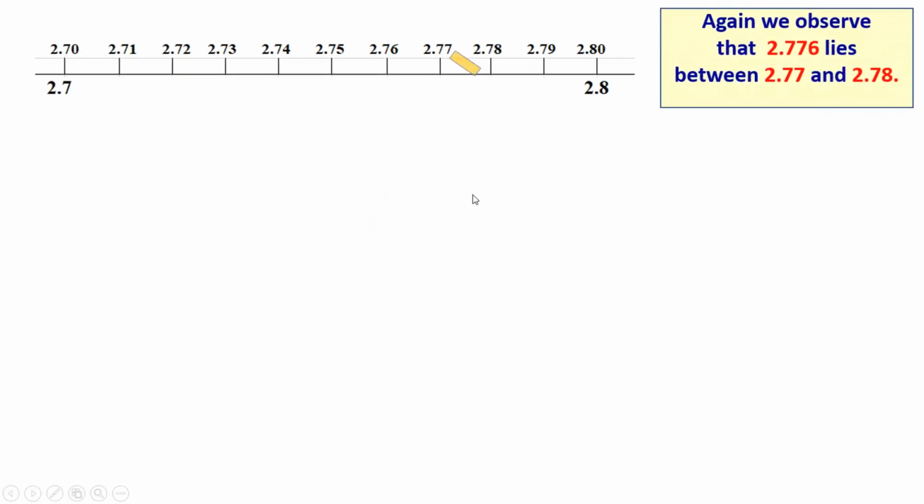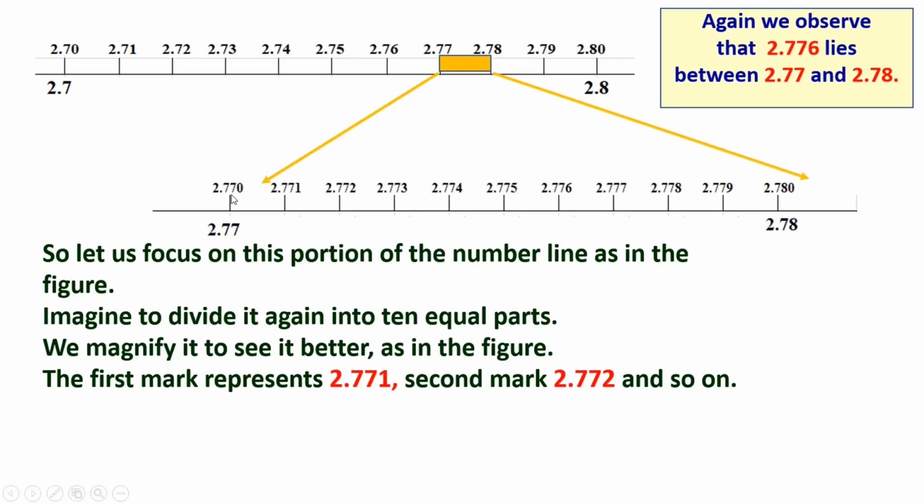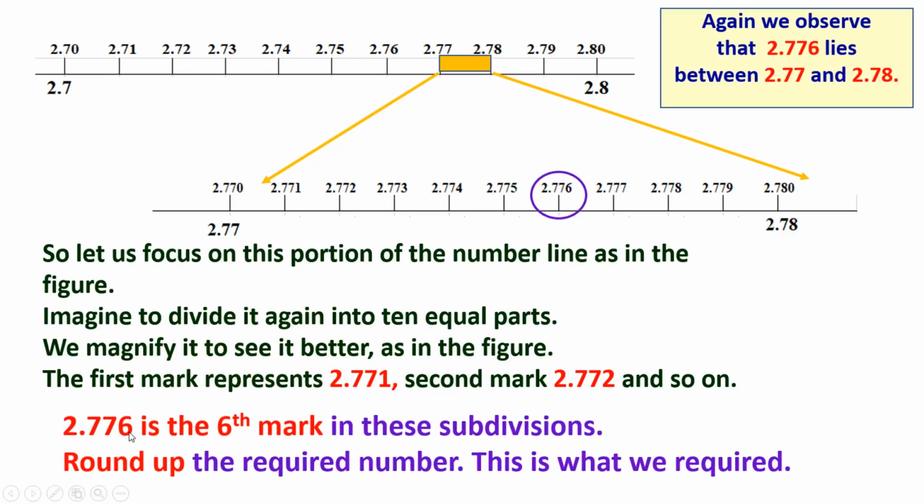This is number line. Take this part. Let us focus on this portion of the number line as in the figure. Imagine to divide it into 10 equal parts. We magnify it to see it better as in the figure. The first mark represents 2.771, second mark is 2.772 and so on. 2.770, 2.771, 2.772, etc. So 2.776 is this one. 2.776 is the sixth mark in the subdivisions. Circle the required number. This is what we required.